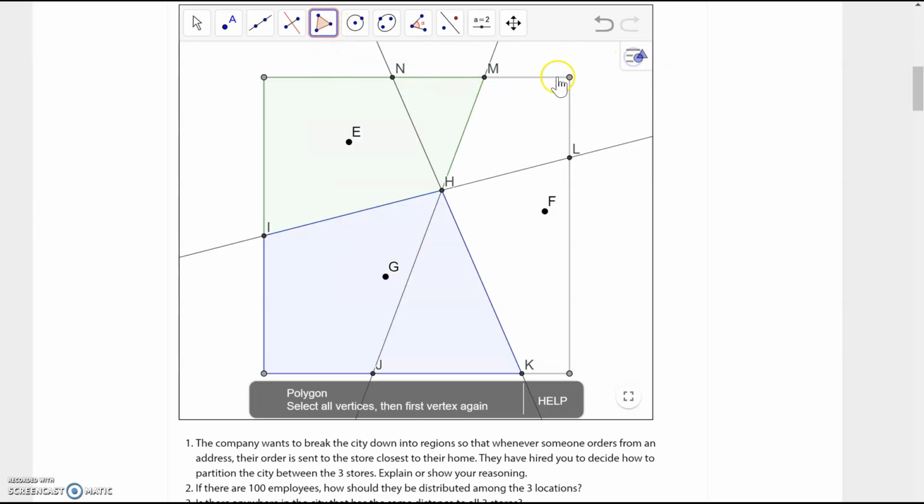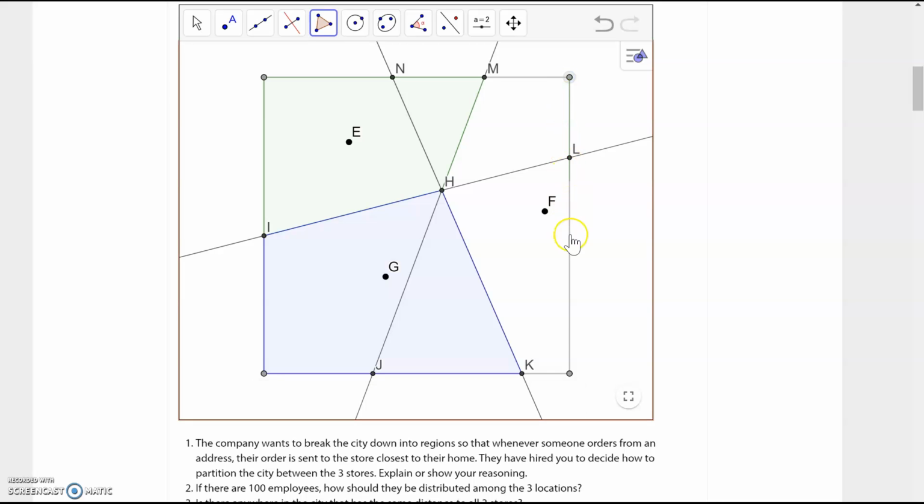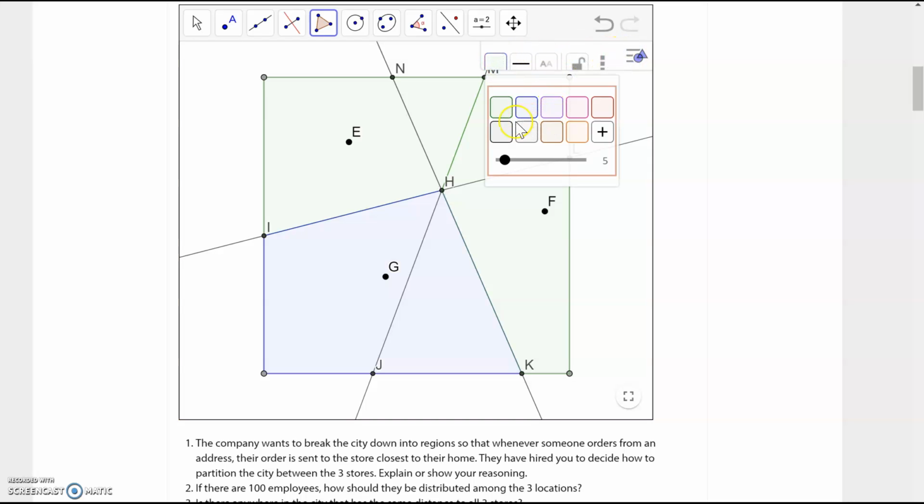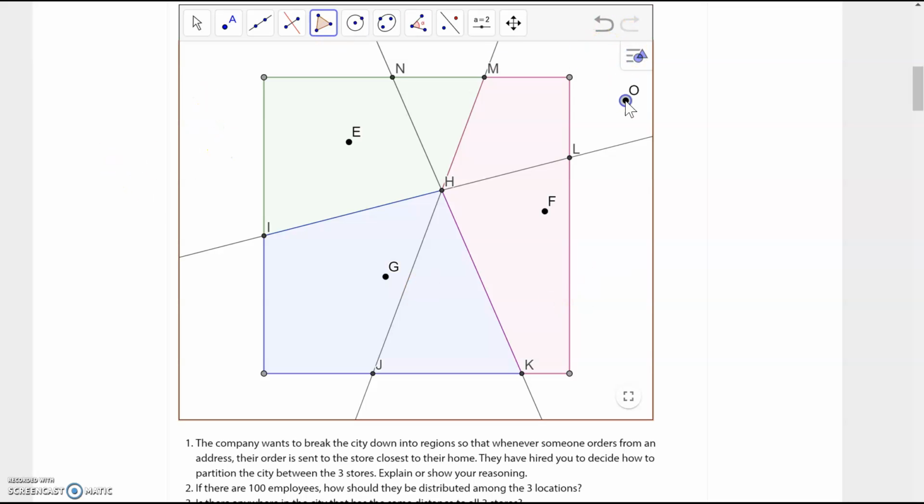And we're going to go from here to here, and then over to K. Up to H. Up to M, and finish. Change this color again, and let's make it, I don't know, this red color. Okay. So there we go. We got, oh, made another polygon.